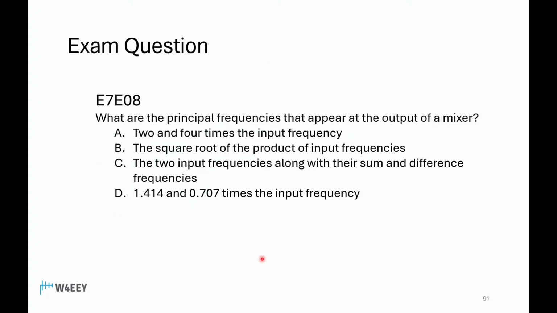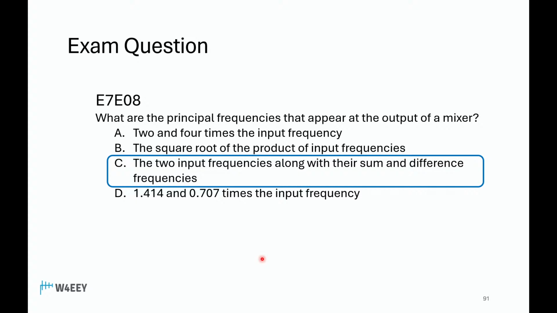What are the principal frequencies that appear at the output of a mixer? Charlie. It is Charlie. The two input frequencies, which in a receiver would be the RF signal you're wanting to listen to and the local oscillator, and then out of the mixer are the sum and difference frequencies. And you'll pick one of those and amplify it.